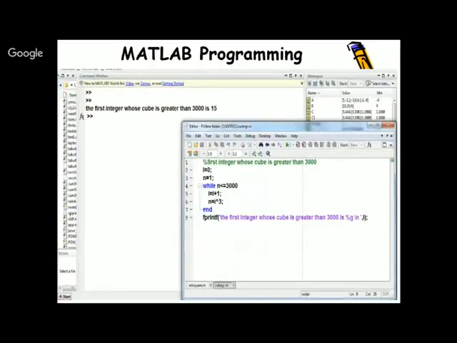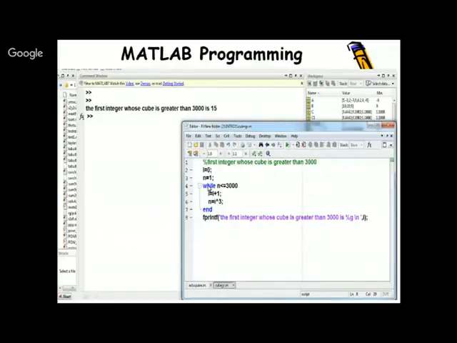Okay, this is a while loop. In a while loop, you have to give a condition along with the while. You don't have to write i is equal to 1 colon n. No. Here you do not know how many times to run this loop. The while loop will run till the condition is satisfied, n less than or equal to 300. What is the question? The first integer whose cube is greater than 300. That is our condition. So we initialize i and n.